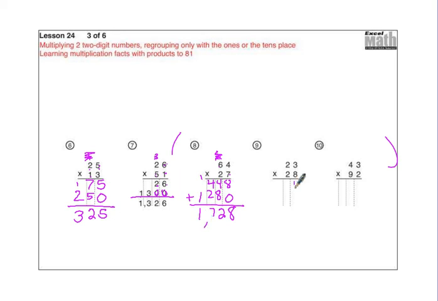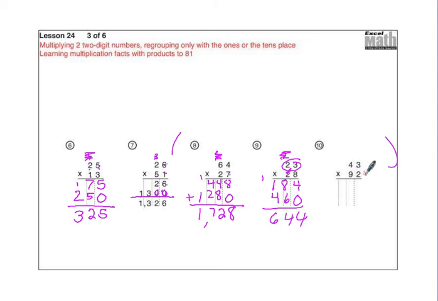Number 9, 3 times 8 is 24. Carry the 2. 2 times 8 is 16, plus 2 is 18. And then I'm going to scribble that out, put a 0 placeholder. 3 times 2 is 6. 2 times 2 is 4. So multiplying 23 times 2 here. And then I add those together and get 644.